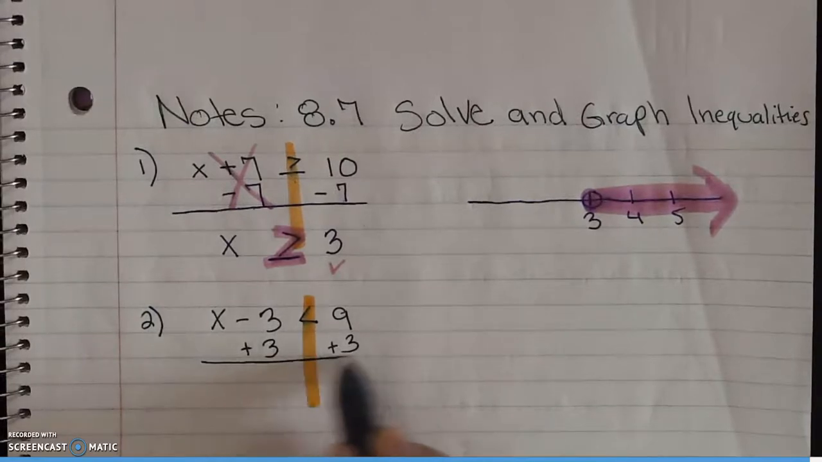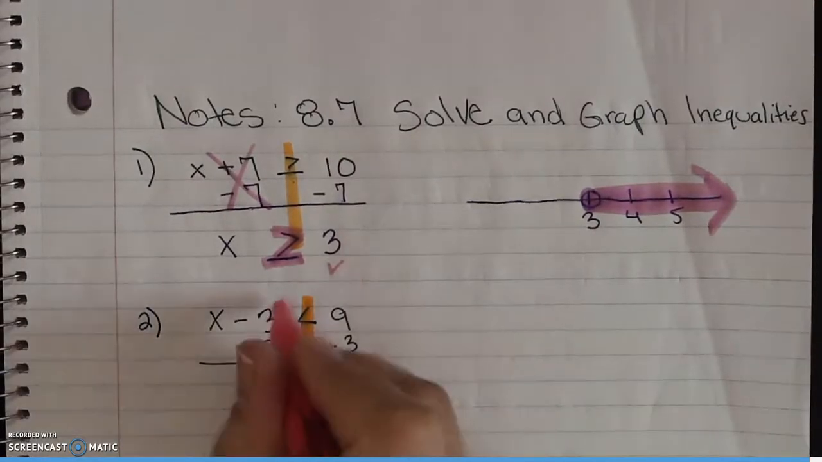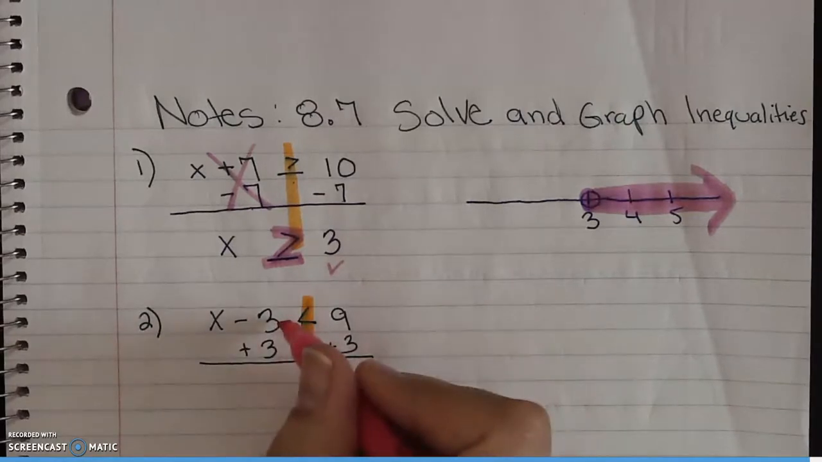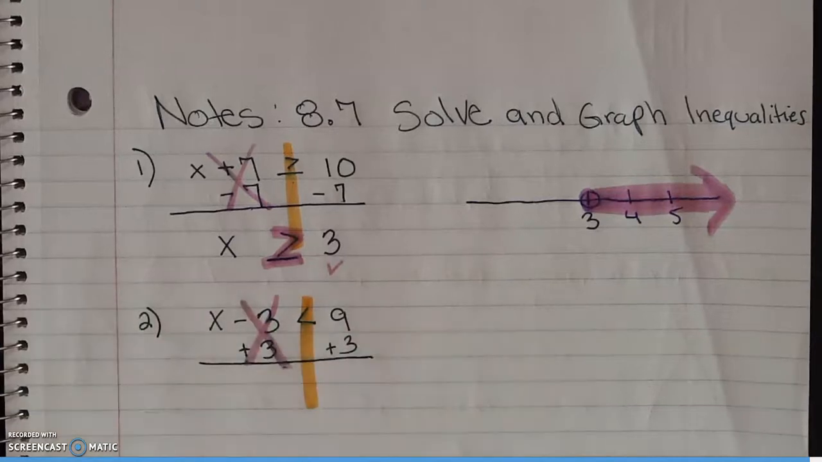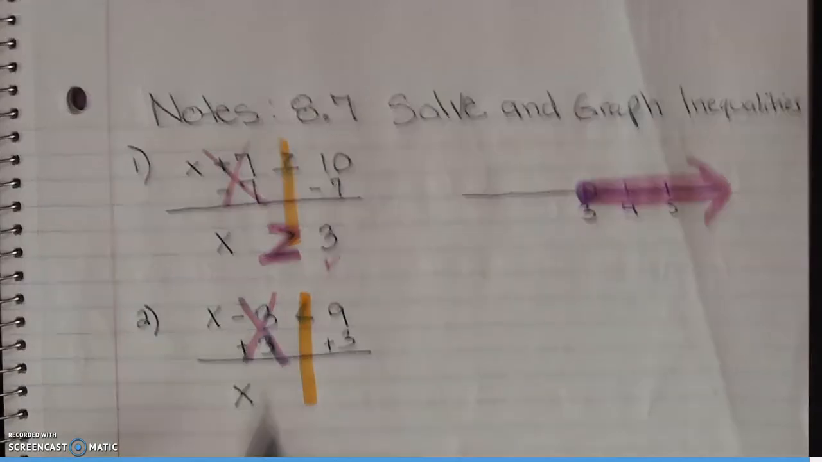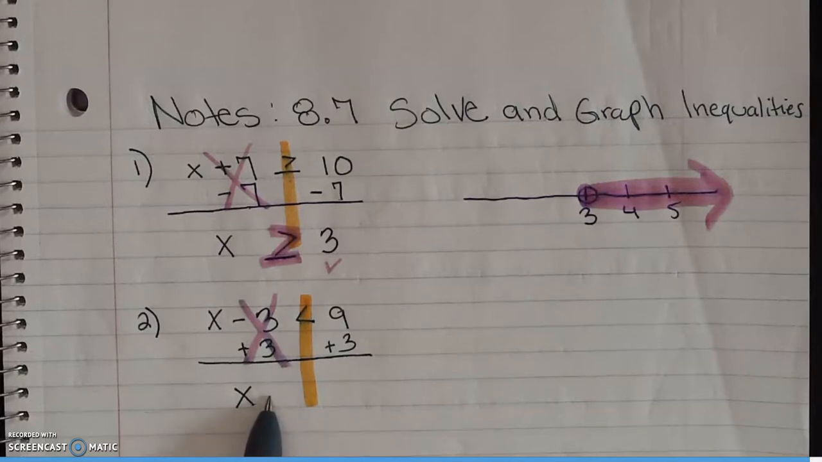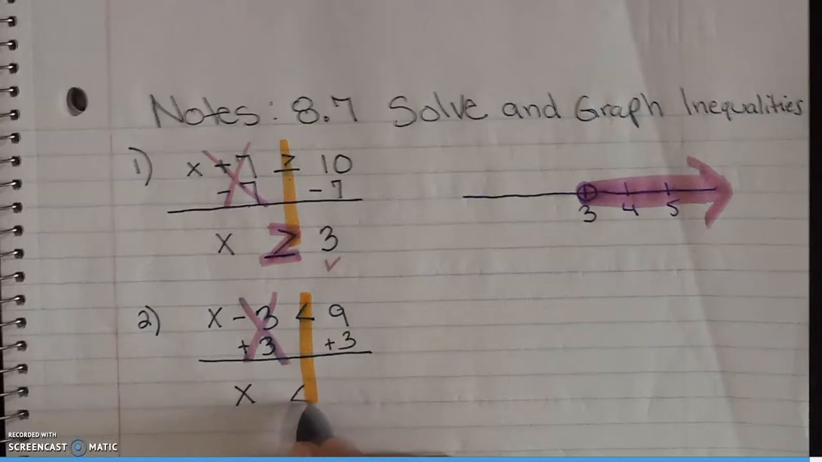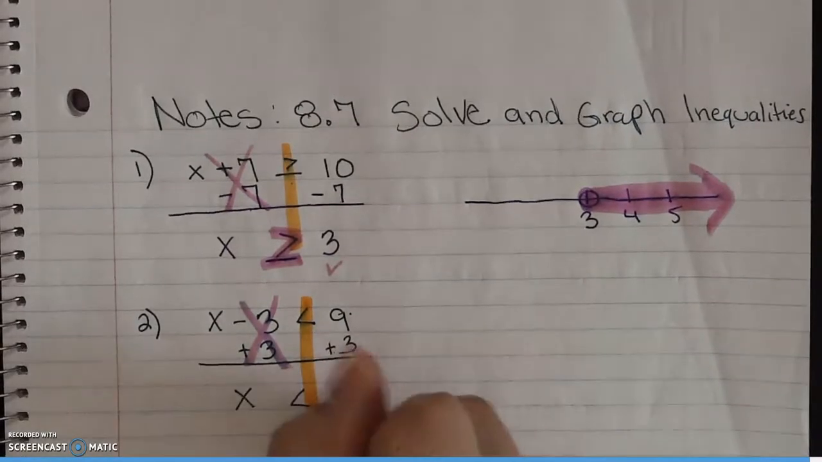Then I go ahead and make my little line. I know this is going to cross out because if I have minus 3 and then I gain 3, I get 0. So that crosses out. And now I have X due to the identity property. I can't put 0 here because X and 0 together, the answer will be X. My inequality, and then 9 plus 3, that would be 12.